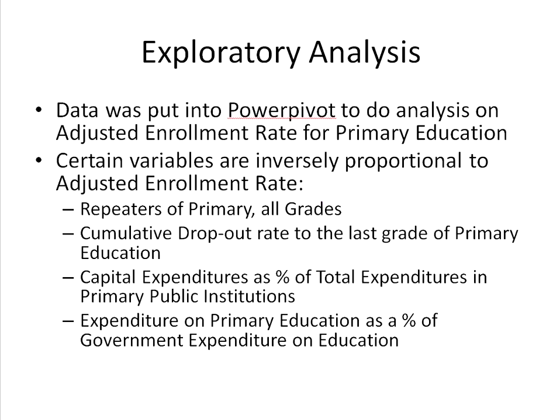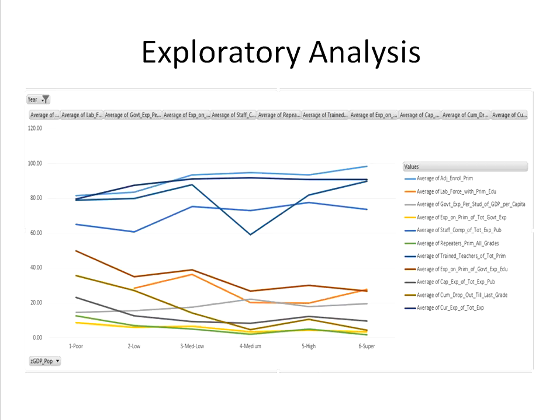We also put the data into Power Pivot to do an analysis on adjusted enrollment rate for primary education. I will show you that screenshot here in a bit. Certain independent variables we found out are inversely proportional to the adjusted enrollment rate. All right, and this is the screenshot I just told you about.